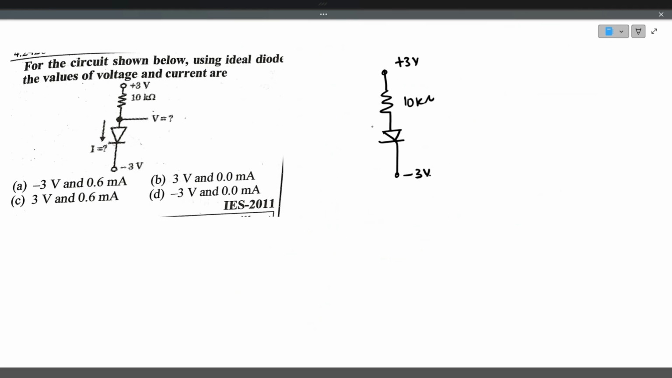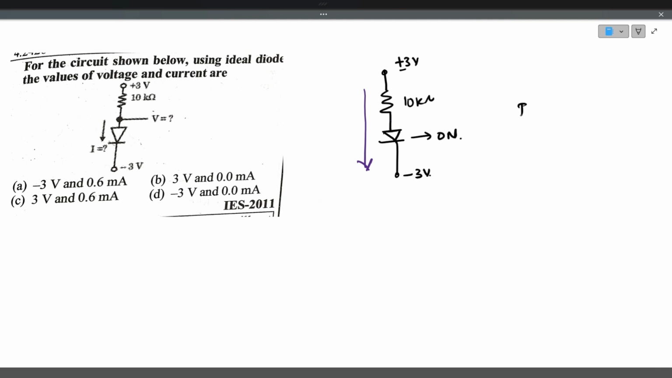So if the diode is ideal, it doesn't have any cut-in voltage, and the P type of the diode is connected to positive voltage and N type is connected to negative voltage. So diode D is on. It is in on state. So it acts like a short circuit and current flows in this direction.